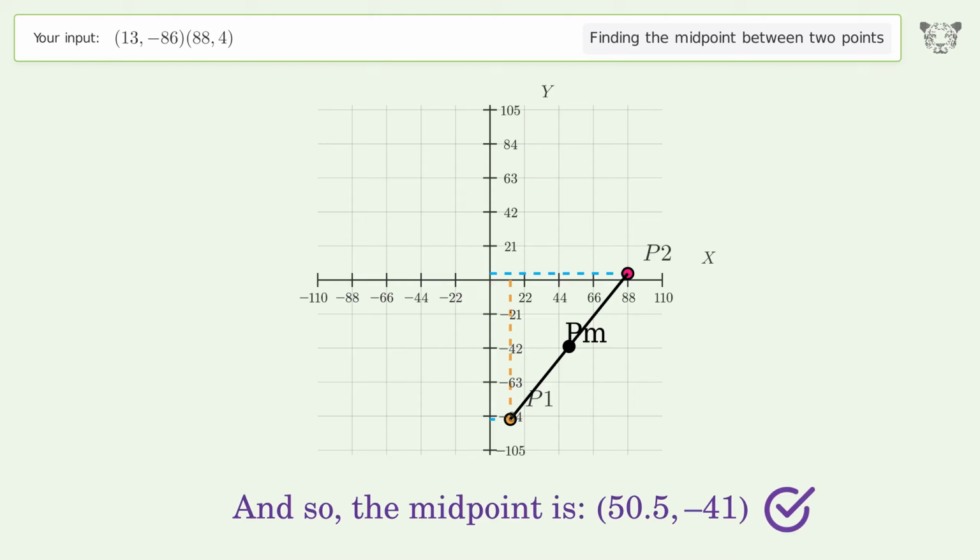The coordinates of point 1 are, x1 equals 13, y1 equals negative 86. The coordinates of point 2 are, x2 equals 88, y2 equals 4. PM represents the midpoint of the 2 points.